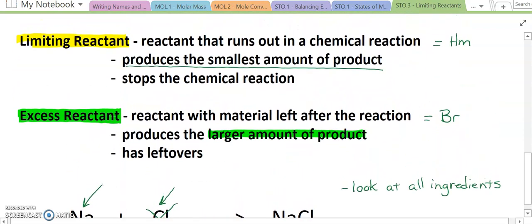And so it really has to become a stoichiometry problem for both. The one that is going to produce the smallest amount of product, we call the limiting reactant. The one that produces a larger amount of the product is going to be an excess reactant, and the reaction actually chemically stops when you run out of one of your ingredients.